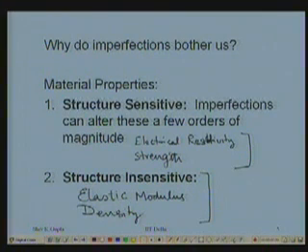You understand? Suppose I have a material like steel which has its strength of the order of 250 megapascal. It is possible for me, by introducing these imperfections, to make it 2000 megapascal, an order of magnitude change.